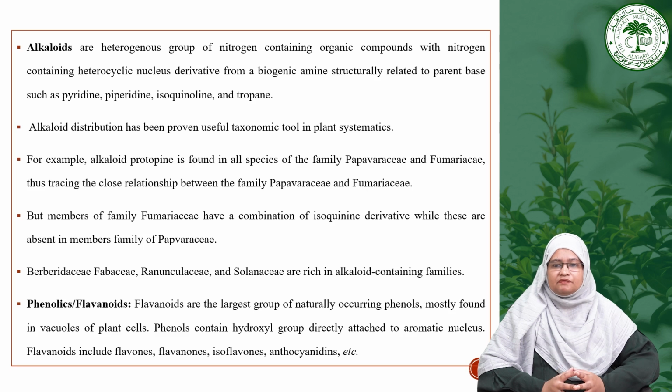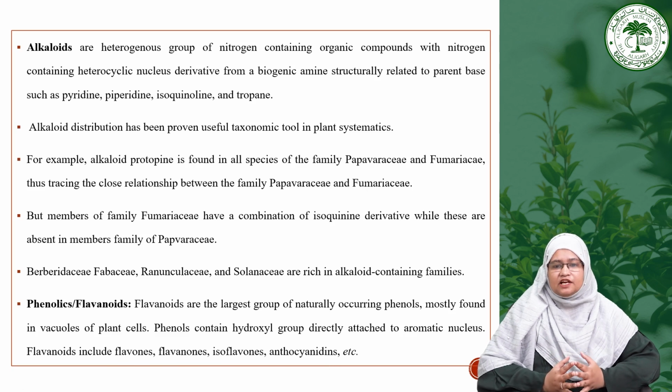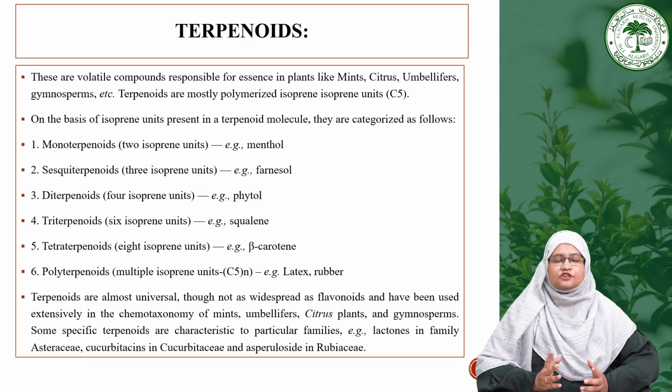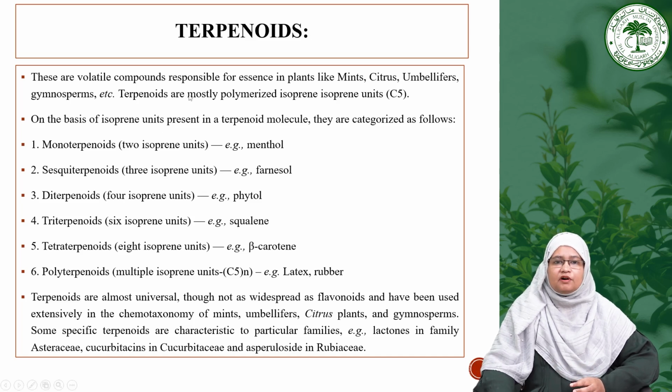Flavonoids are the largest group of naturally occurring phenols and are mostly found in the vacuoles of plant cells. Phenols contain a hydroxyl group directly attached to the aromatic nucleus, and the flavonoids include the flavones, flavonones, isoflavonones and anthocyanins. These are some groups of compounds that are present in different groups of families. Then the next compound that is present in different families and is very important is the terpenoids. These are the volatile compounds responsible for the essence in plants like mints, citrus, umbelliferous, gymnosperms.